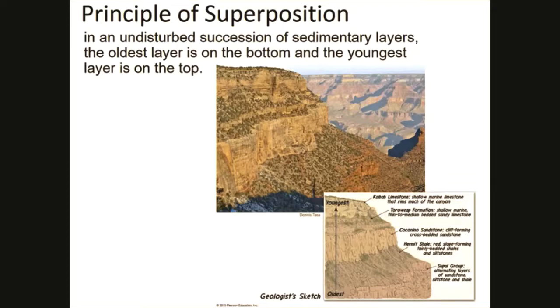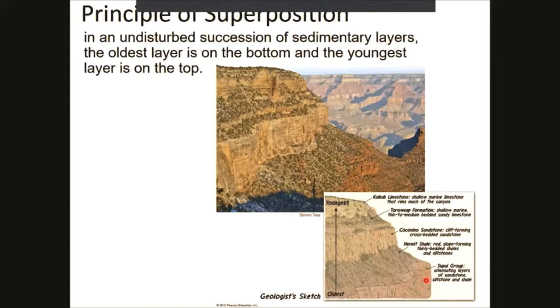So we're going to go through several principles of relative dating, which will allow us to determine the relative age of rock. The first is the principle of superposition. It states that in an undisturbed succession, which is a layering of sedimentary rocks, the oldest layer is at the bottom and the youngest layer is at the top. Here you can see this is the wall of the Grand Canyon, and here's an illustration of those beds of rock.